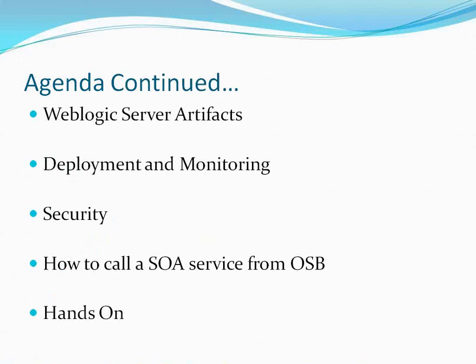Then there are different WebLogic server artifacts. These are the same server artifacts which are used for SOA also. For example, if you want to connect to any JMS, I think you already know you should have a JMS server and a JMS module. Inside the JMS module, we should have queues, topics, and connection factories. The same things we need to create for OSB also, and you can use them in your OSB. The way is different.